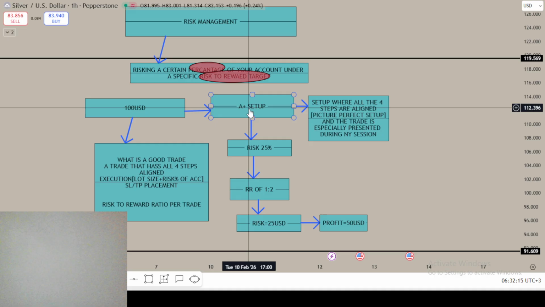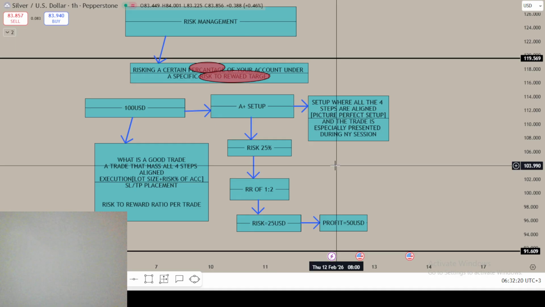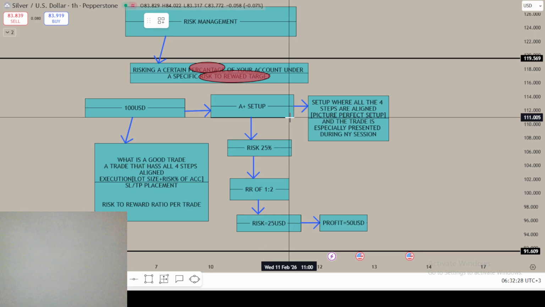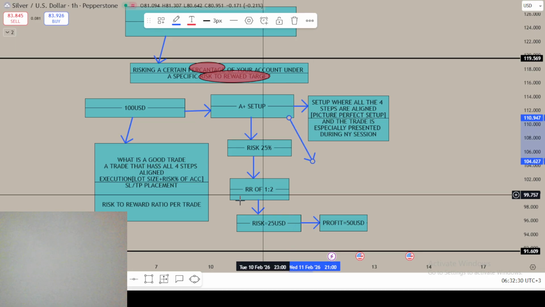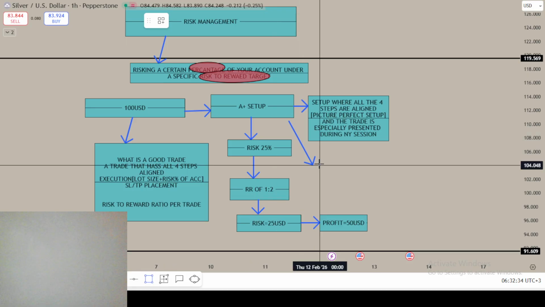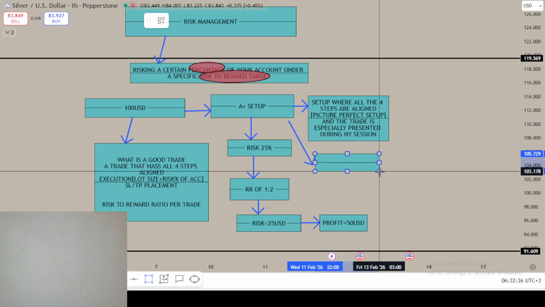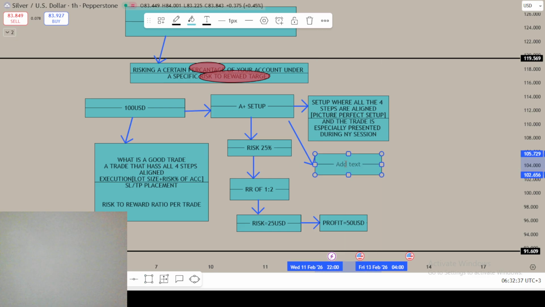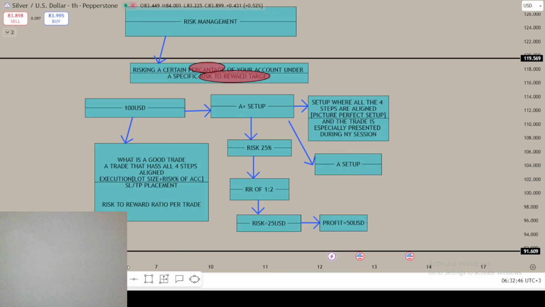I risk 25%. If, for example, you get a trade which is not the best of the trades, we'll call it an A setup. An A setup is we're risking 10%.